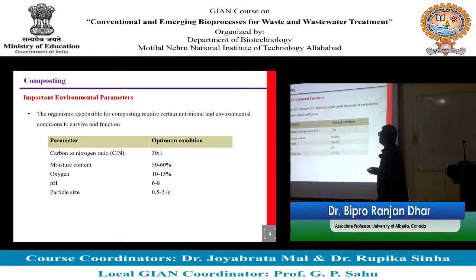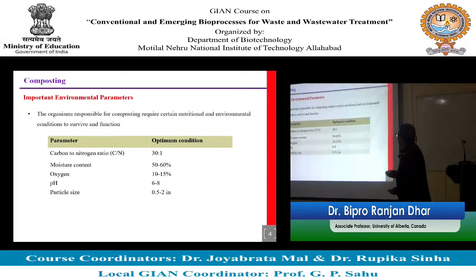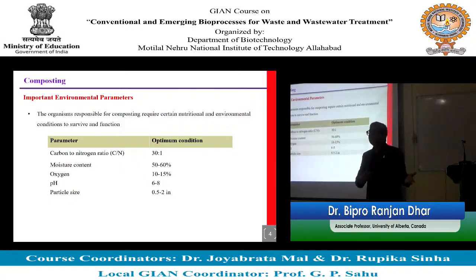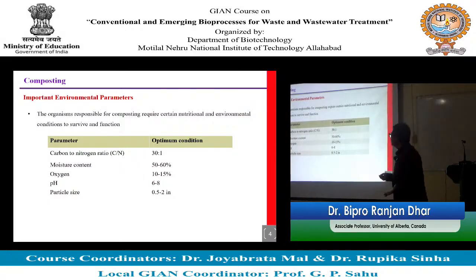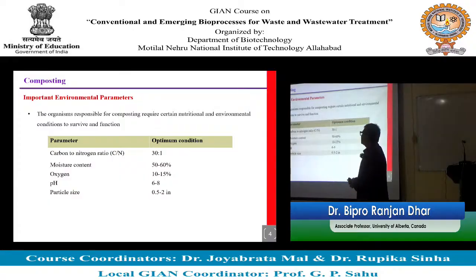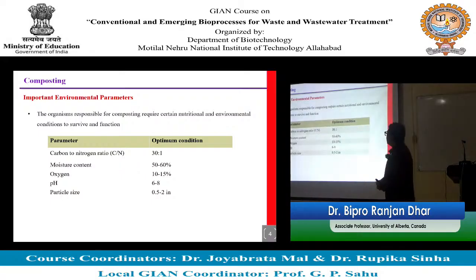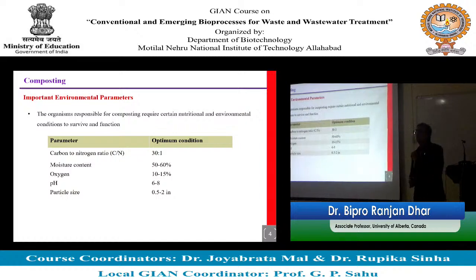In the composting process, you also need to make sure that you have enough moisture, because microbes also need water in the process. So you have to maintain 50 to 60% moisture content. Oxygen content 10 to 15%, because you need oxygen as electron acceptor there. For pH, they are mostly bacteria, so 6 to 8, neutral pH. And particle size is very important. You have to make sure that particle size is between 0.5 to 2 inch.